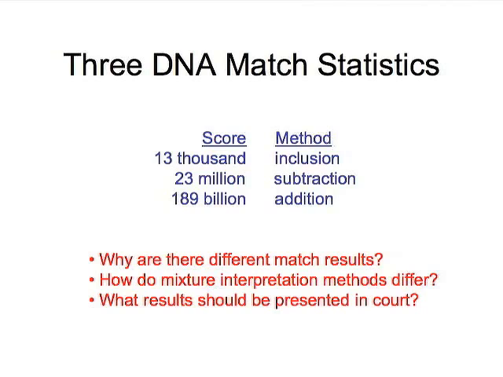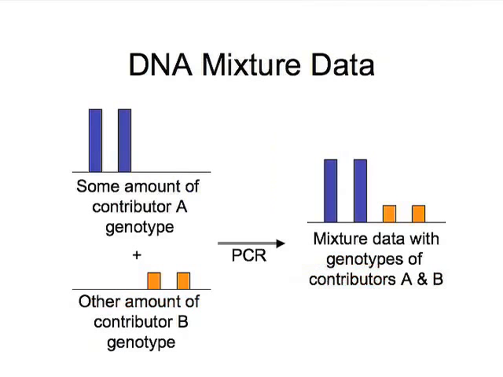So when you look at this, one of the first questions you may ask is, why are there different match statistics? Isn't it just all the same DNA? What's going on? And if there is a difference in how it's being interpreted, how do these interpretation methods differ? And finally, as we'll go into in more detail after the break, what results should be presented in court? So first, let me explain with a cartoon, before we look at the actual data from one of the 13 loci, what is DNA mixture data?